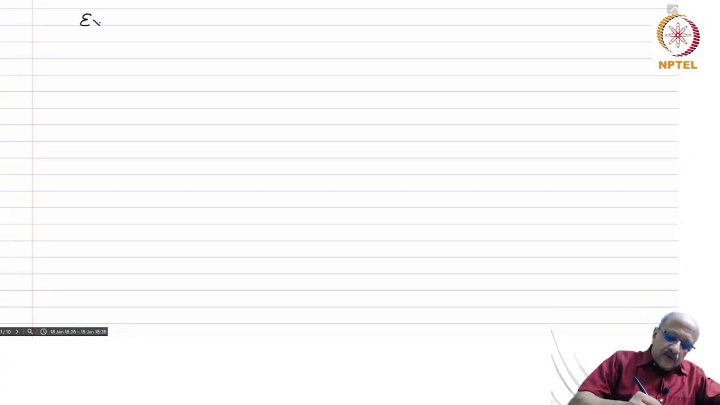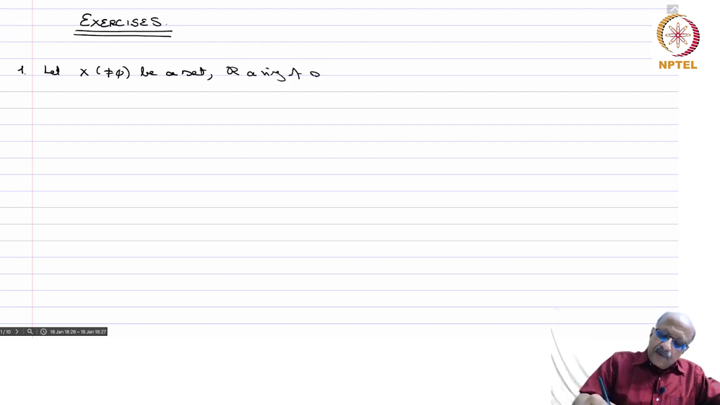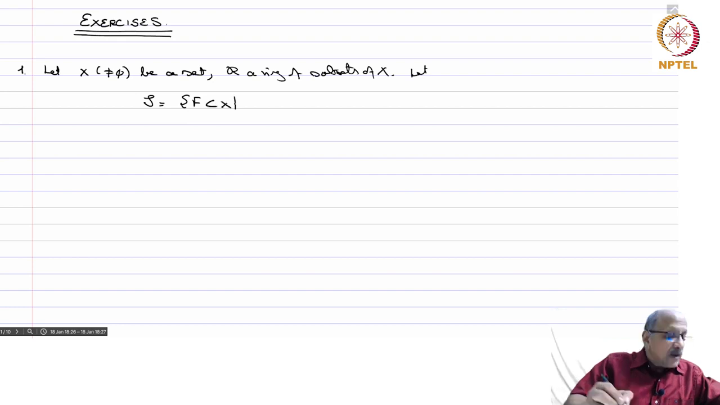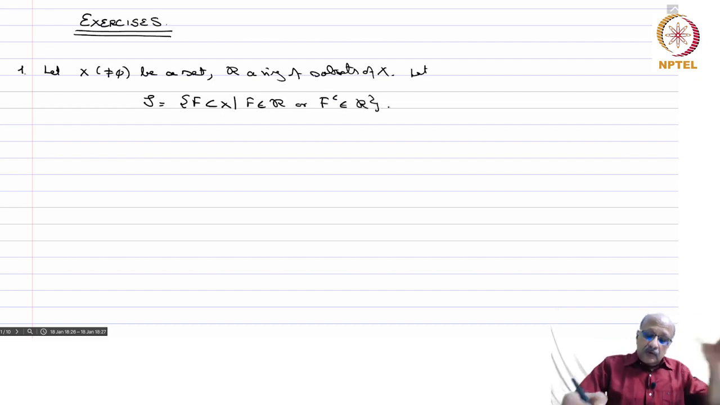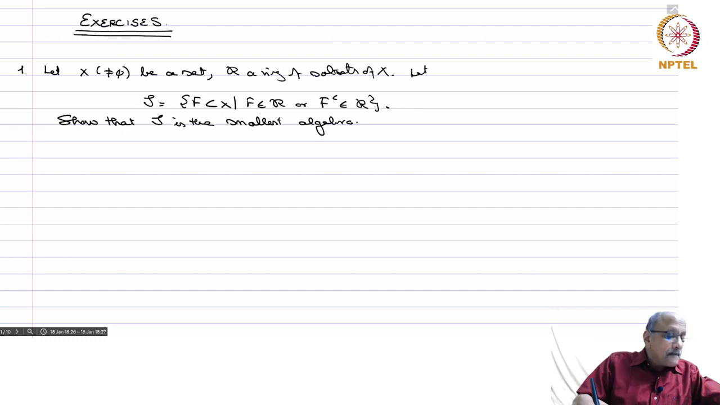Okay, so let us now do some exercises. The first one: let X be a set, R a ring of subsets of X. Let S equal the set of all F subset of X such that F belongs to R or F complement belongs to R. So the set contains all elements of R and their complements. Okay, show that S is the smallest algebra containing R.